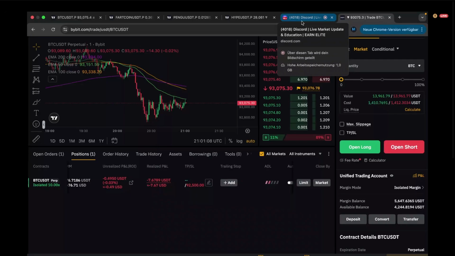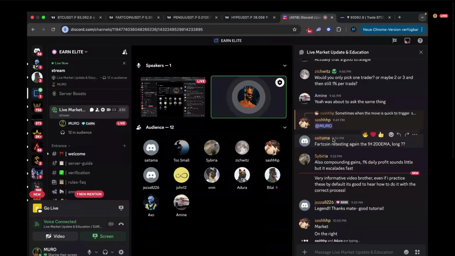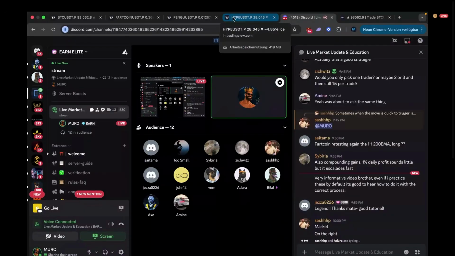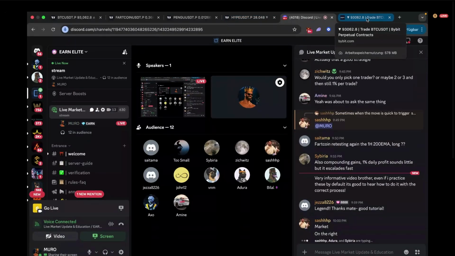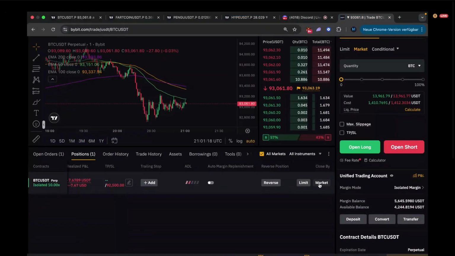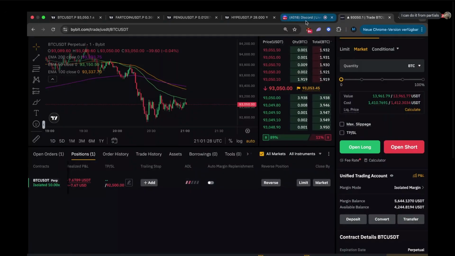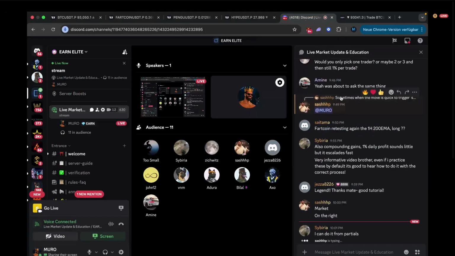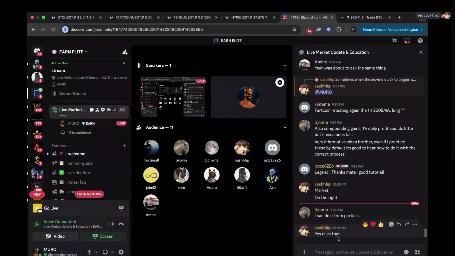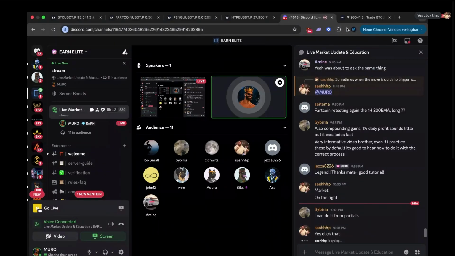Or 50%. And market on the right. Yeah, there's market on the right here. Slider that I'm speaking about on the mobile app. When you click on the position, you can move the slider so that you close 25%. You know what I'm saying? I can do it from partials. Yeah, brother, yes, click that.